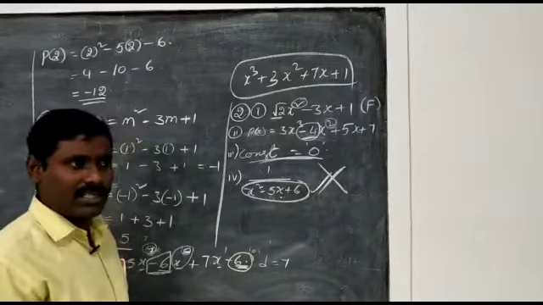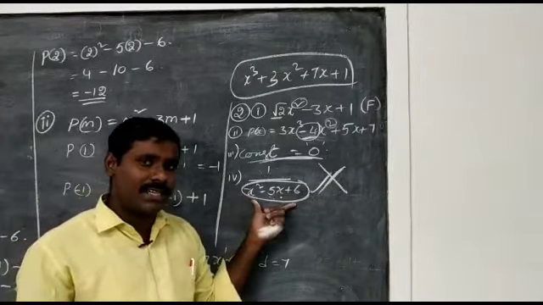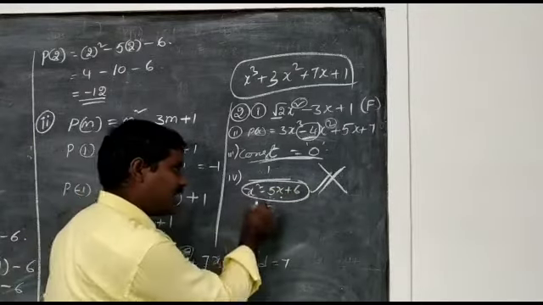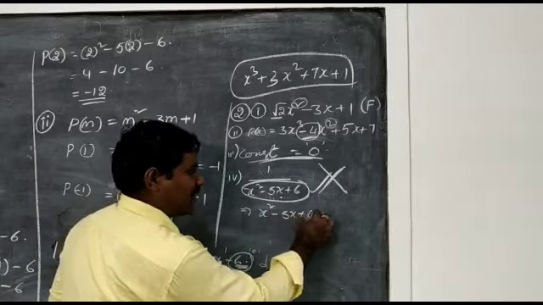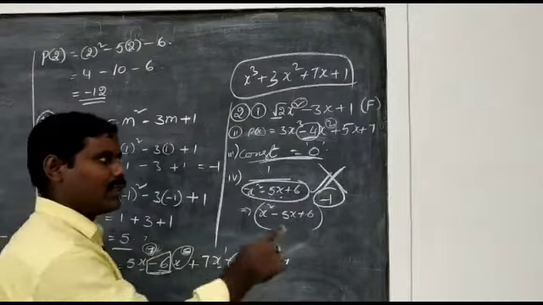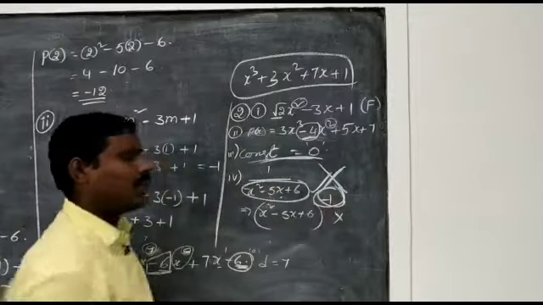Why? Because what is the definition of a polynomial? An algebraic expression containing non-negative integral powers. But in this case, it is x square minus 5x plus 6 whole to the power of minus 1, this is negative. Non-negative powers make a polynomial, but here it is negative, so it is not a polynomial.